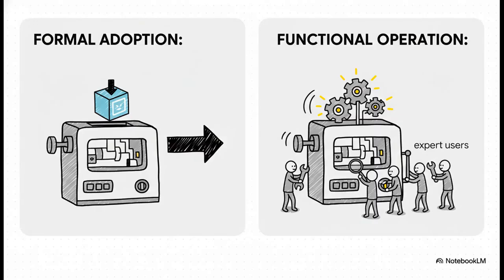And this right here, this is the core of the issue. Passing a new law or writing a new constitution, that's just like installing the software on your computer. That's step one. But for that software to actually do anything, you need a critical mass of expert users who know how to operate it, who can troubleshoot it, and who know what to do when things go wrong.